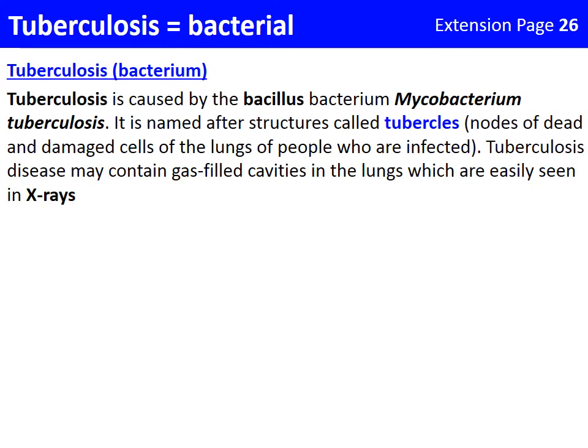So tuberculosis we know is caused by Mycobacterium tuberculosis, or M. tuberculosis, this bacillus bacterium, and it affects the lung tissue, actually the alveoli in the lungs, the little air sacs through which we get gas exchange between the air that we breathe in and the blood inside the capillaries that are on the outside of the alveoli. Now these bacteria can cause structures called tubercles, these little nodes of dead or damaged cells inside the alveoli, which is why the lungs get infected in people who have TB infection.